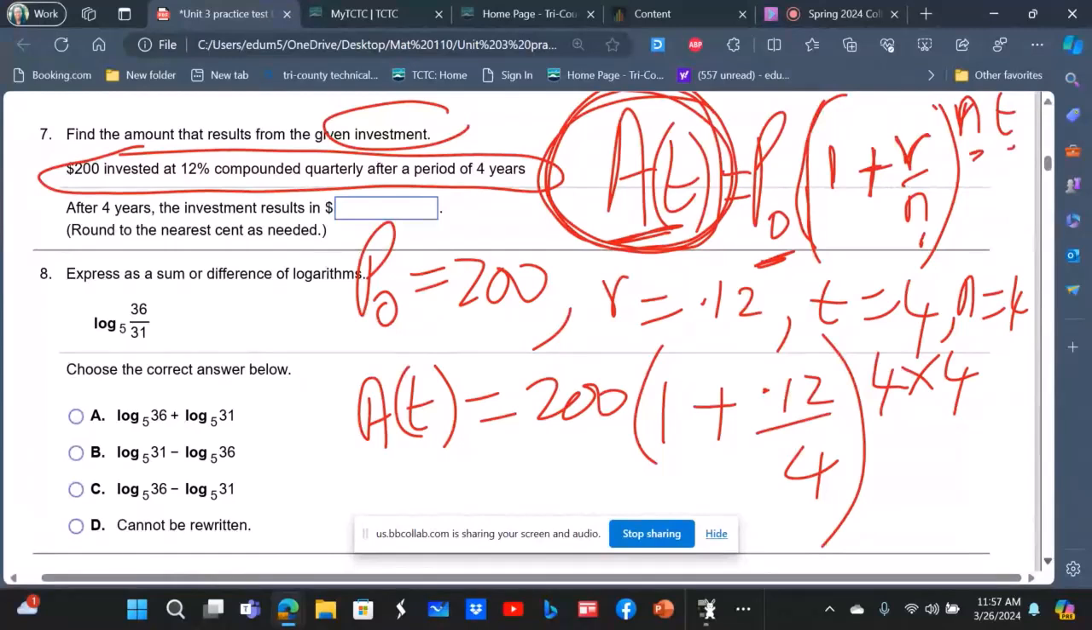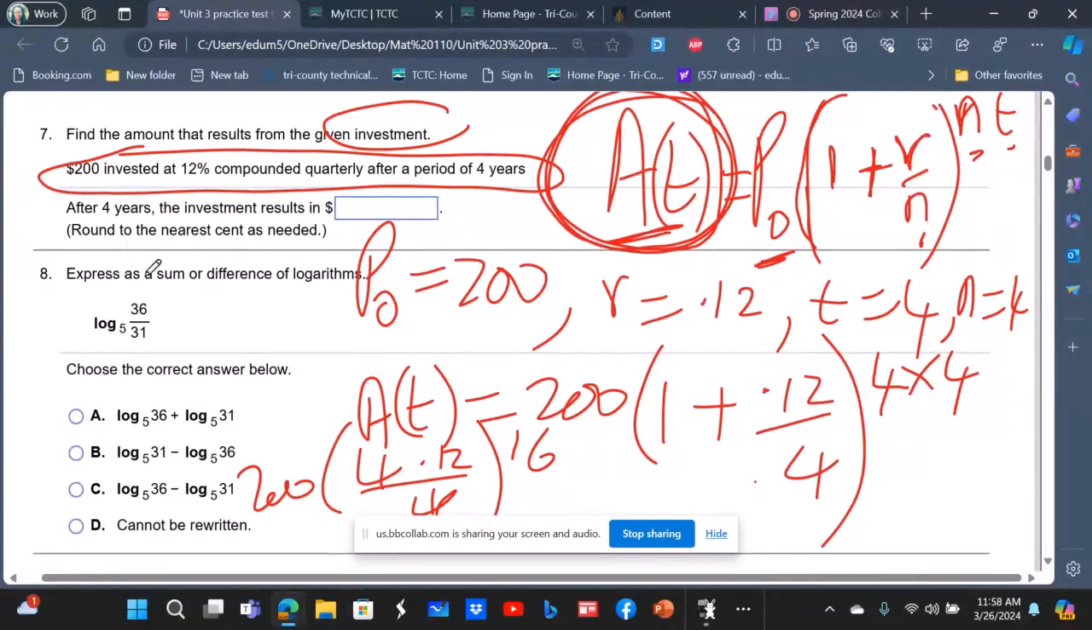All right, so now I can simplify and solve the problem. You can start from the parentheses. Four can be the lowest common denominator, so you can rewrite that as 200 times (4 plus 0.12 over 4) raised to exponent 16. This is easier to simplify. Then you put it in your calculator and simplify.